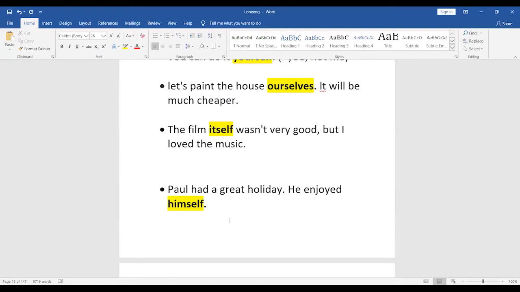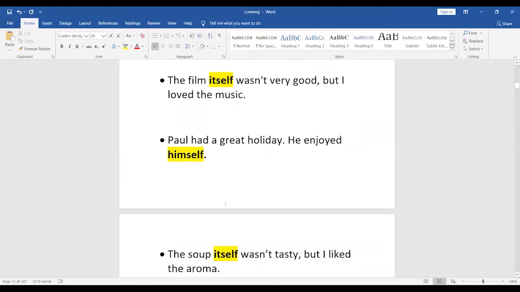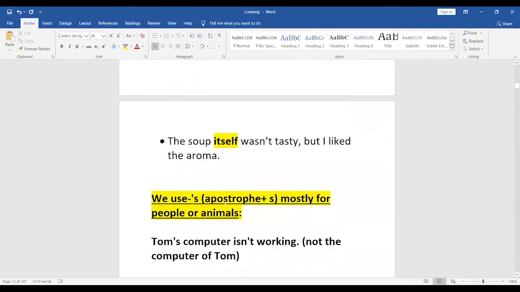So now that you know how you can use reflexive pronouns together with the personal pronouns, let's move on and see one last example. The soup itself wasn't tasty, but I like the aroma. Aroma means smell. So now you're learning a lot of vocabulary, different sentence structures, a variety of sentences and words that you could choose to use as and when you like.